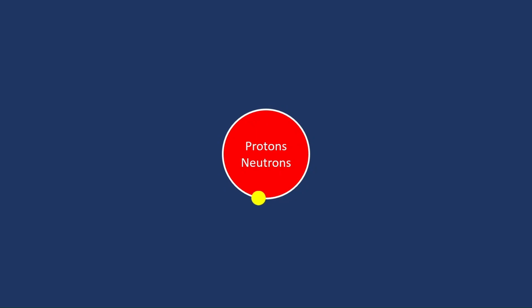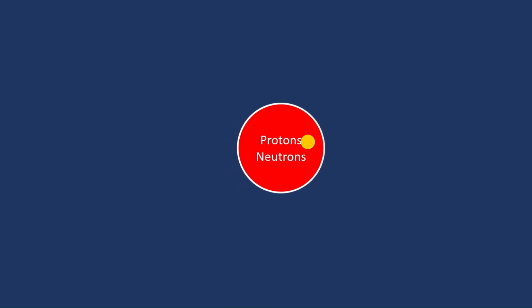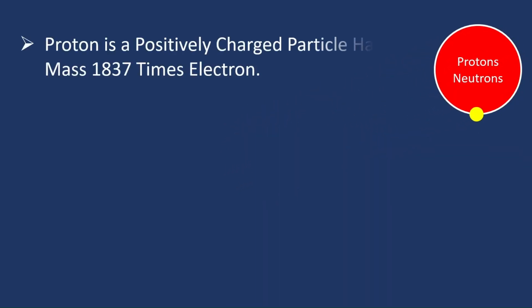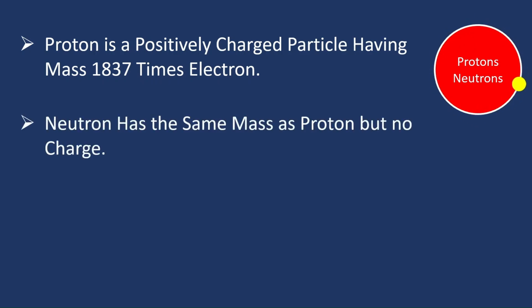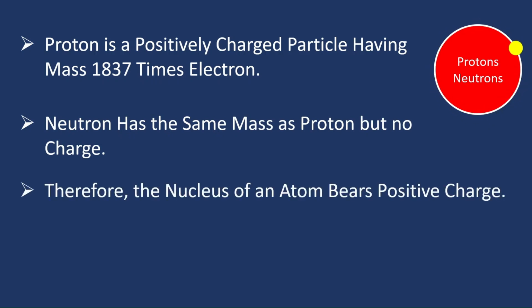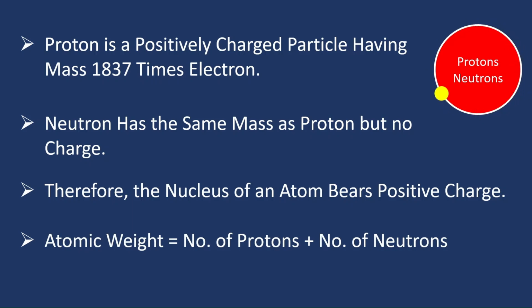The nucleus is the central part of an atom and contains protons and neutrons. A proton is a positively charged particle having a mass around 1800 times that of an electron. A neutron has the same mass as a proton but no charge. Therefore, the nucleus of an atom bears a positive charge. Since the mass of an electron is very small compared to that of a proton or neutron, the nucleus of an atom constitutes the entire weight of the atom. That means the atomic weight of a nucleus is the addition of the number of protons and the number of neutrons.